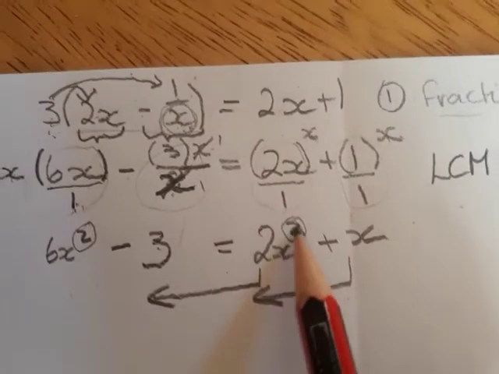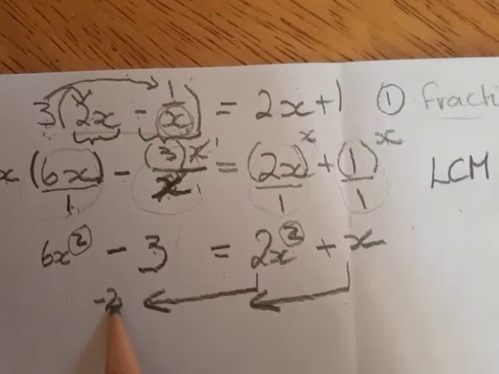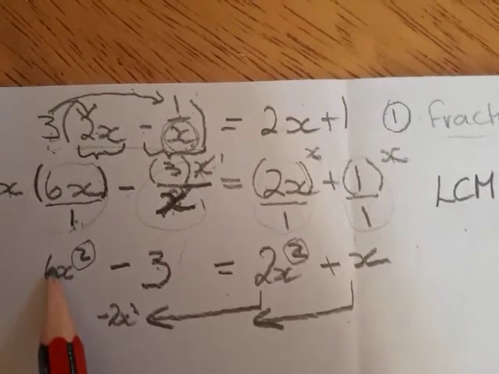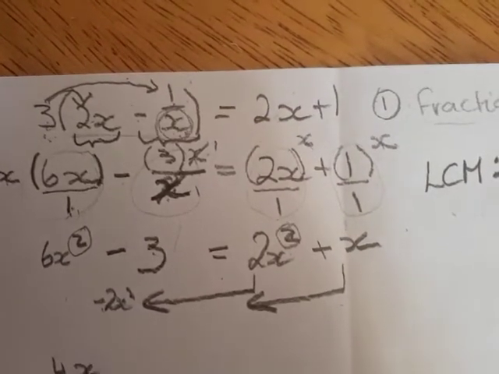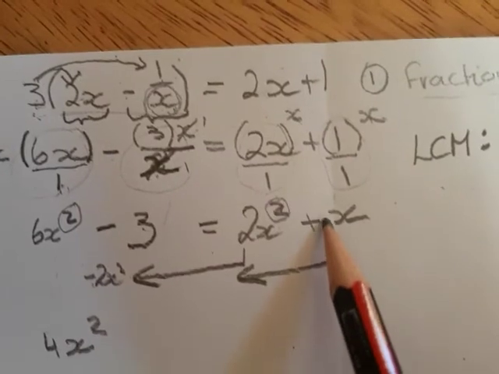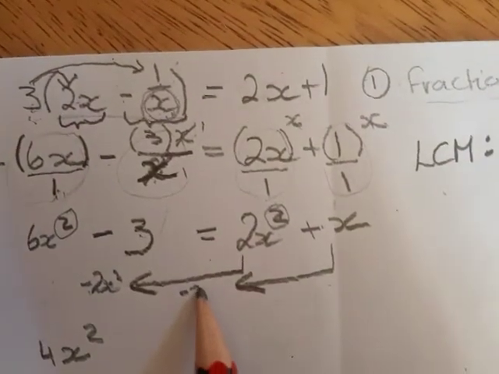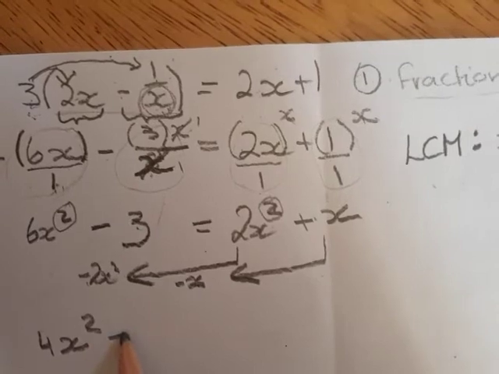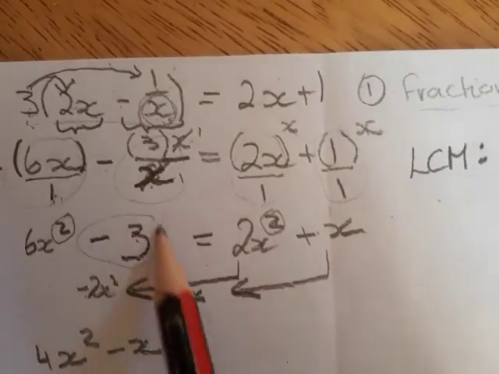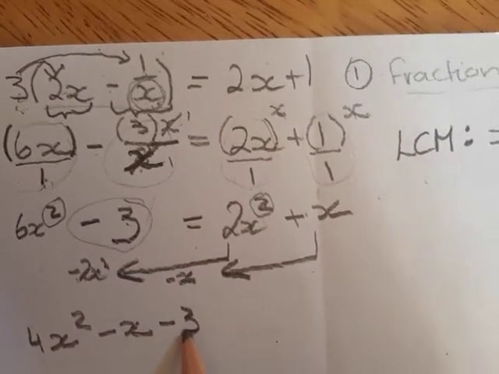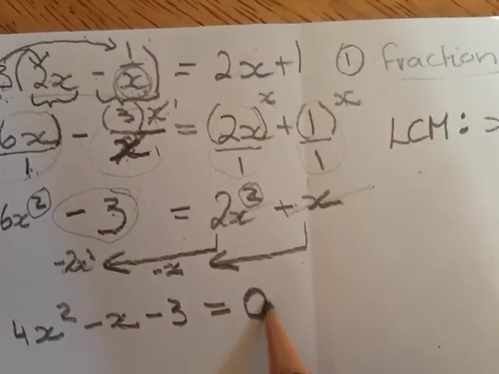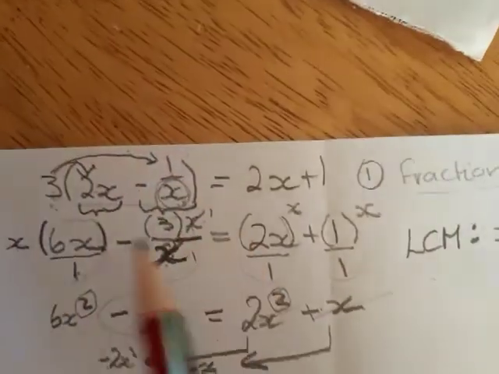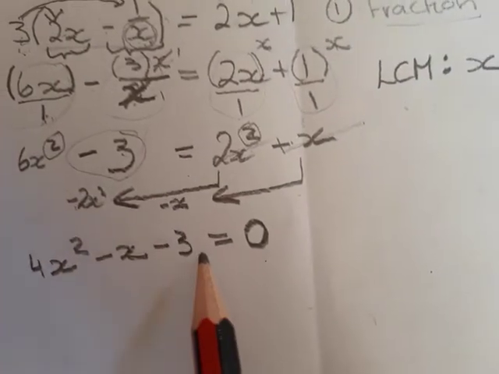This 2x squared becomes negative 2x squared. So 6x squared minus 2x squared gives me 4x squared. Then this is positive x, so it becomes negative x on the left, so minus x. And then we still have the negative 3, so minus 3, equals, and on the right hand side we've got nothing left, which is 0. So now you have changed from the fractional part, people, to a simple quadratic equation.